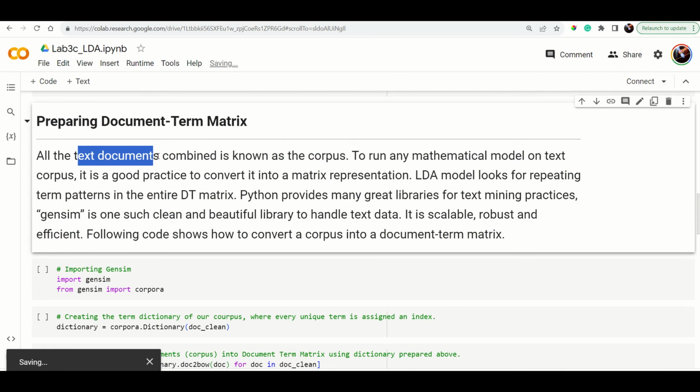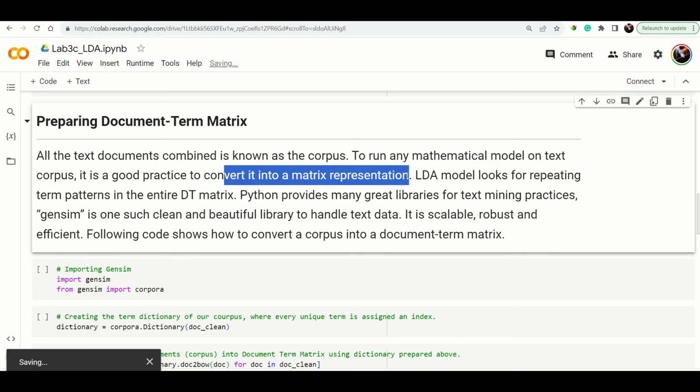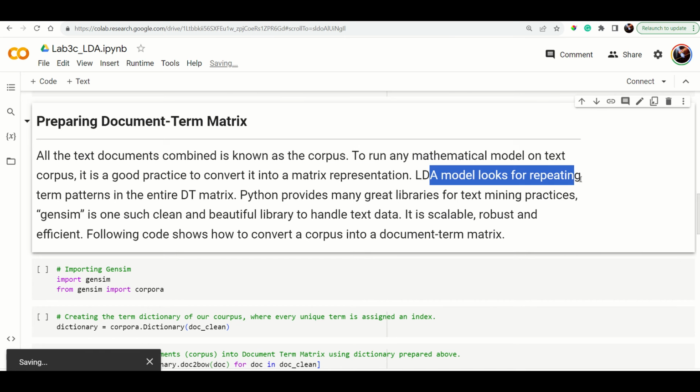All the text documents combined are called a corpus. To run any mathematical model on the text corpus, it is a good practice to convert it into a matrix representation, because if it is in matrix representation, it is easier for us to work with the mathematical model. So, LDA looks for repeating term patterns in the entire document term matrix, right. And the library which we will use here is Gensim.